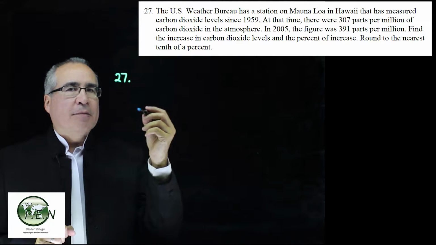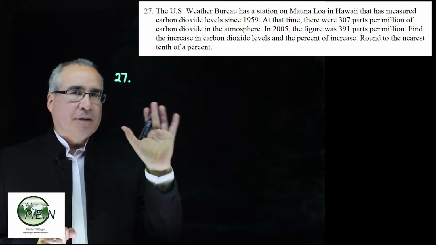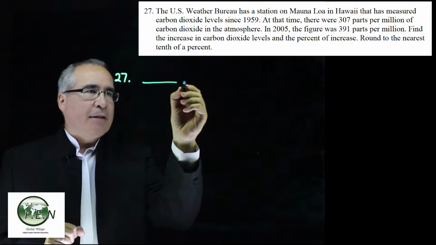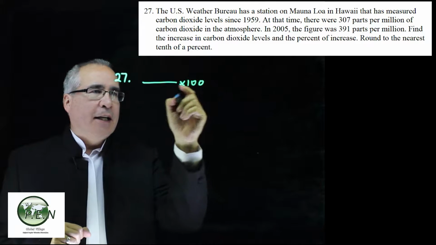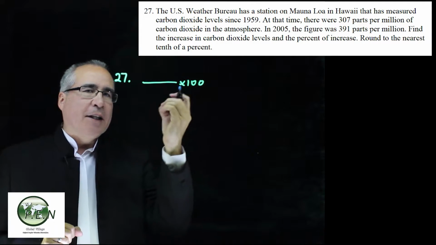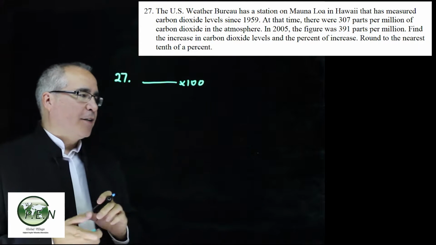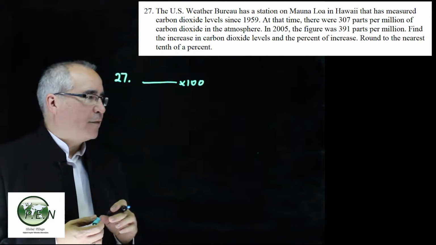So I know new minus the old divided by the old, just like last time. So I'm going to be doing this, multiplying by 100. Remember, the top part gives me the amount of change, and the percent of change will be the result of this calculation. So now let's look for numbers.